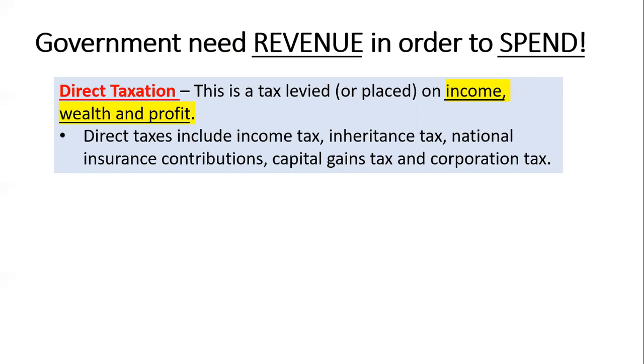Three things. So if I look at myself as an individual, as a teacher, when I get my paycheck every month, the government will take a proportion of that in income tax. It's a tax on my earnings as a school teacher. A tax on wealth, inheritance tax, for example, and a tax on profits. Businesses would have to pay tax on their profits. That's called corporation tax. So if a business makes profit, the government will tax a percentage of that profit in the form of corporation tax. Direct taxes include income tax, inheritance tax, national insurance contributions, capital gains tax, and corporation tax.